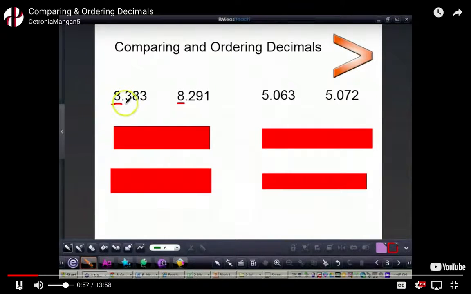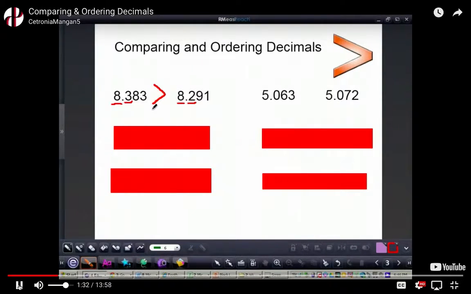Now we're going to go to the tenths place, and I can see that I have a 3 in my tenths place on my left hand number and a 2 in the decimal on the right hand side. So it's pretty obvious that 3 is greater than 2. This means that 8 and 383 thousandths is greater than 8 and 291 thousandths, and so I will give 8 and 383 thousandths the greater than sign, saying that it is greater than 8 and 291 thousandths.